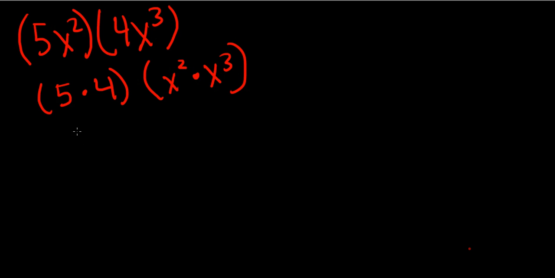So let's look at the first set, 5 times 4, that's 20. And when you multiply variables, we add the exponents. So we get x to the power of 5.